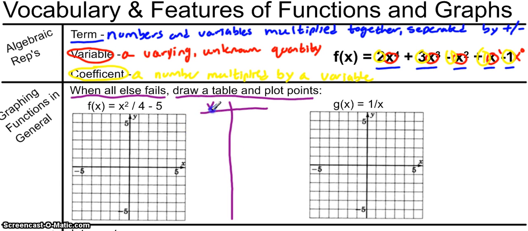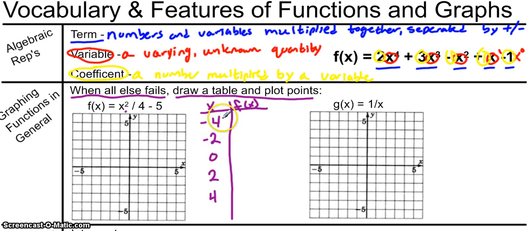I'll make a table. Here's x, my inputs. Here's f of x, my outputs. For this function right here, f of x equals x squared divided by 4 minus 5. What I'm going to do is put a few numbers in here for x. These are some good numbers to try: -4, -2, 0, 2, and 4. So I get some points all throughout the graph.